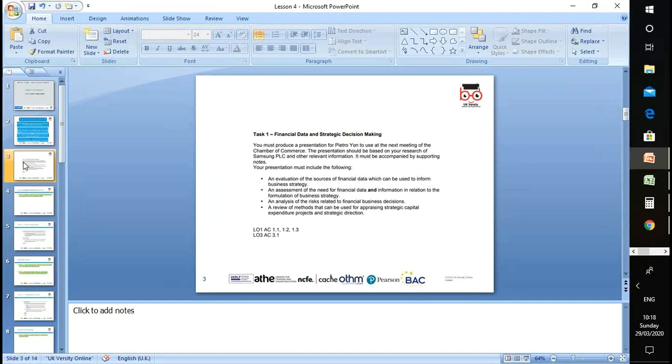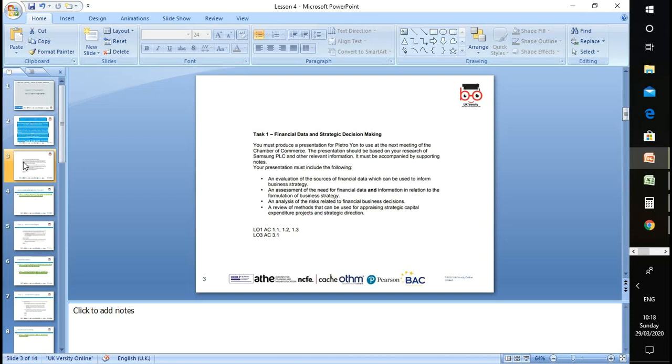So task 1, we can look at the evaluation of sources of financial data. We know internal and external. We can discuss and contextualize our discussion with Samsung. In the case of Samsung, the data is available through internal and external sources as well. You can even include some data.